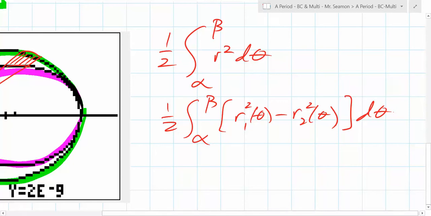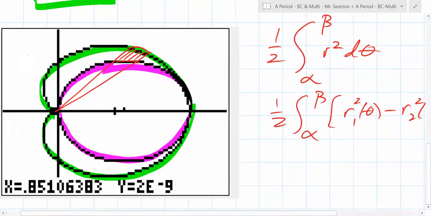So what does R1 represent? The outer one, and this is the inner one. As a side note, what was one thing you always had to be careful of when determining which curve was below and which curve was above? They could cross, right? They could switch. Does it ever switch here? No. Because of that, do we ever have to find any intersection points? No, we don't. That's kind of nice.